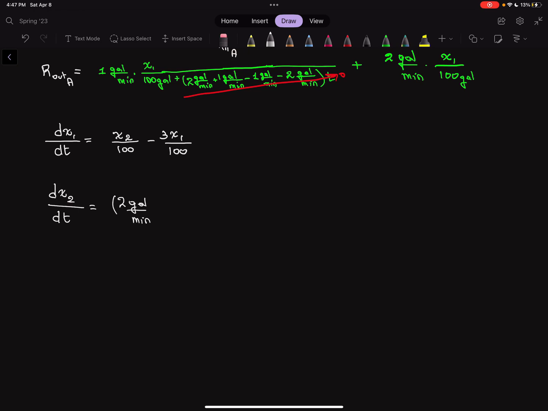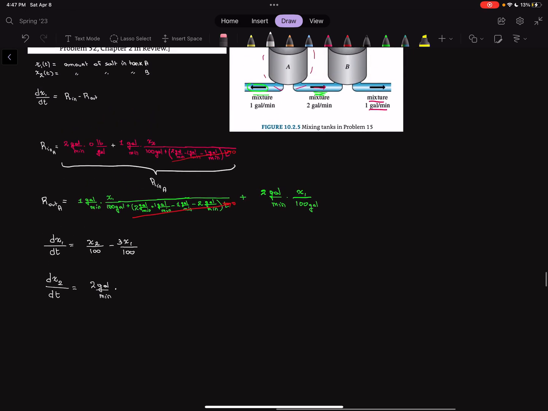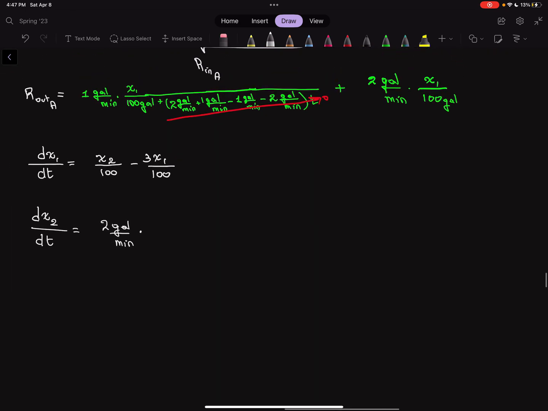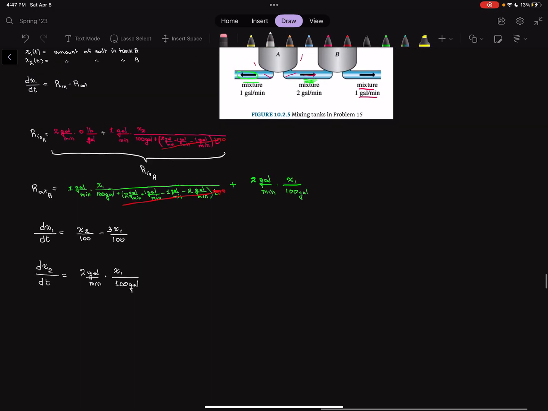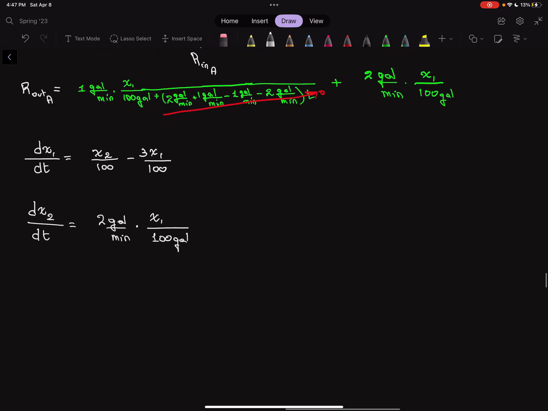and I'm going to multiply this by the concentration. I don't think I need parentheses here. Well, what is the concentration? It is the concentration in A. So that's going to be x1 divided by the amount of gallons in A. And we know that it will always be 100 because the net rate is 0.